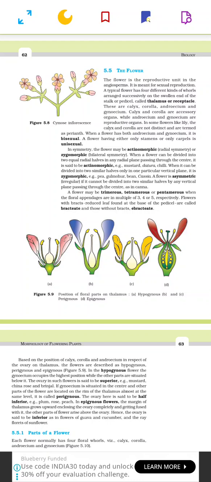In figure 5.9, position of the floral parts on thalamus are shown. A shows the hypogynous, B and C show the perigynous, and D shows the epigynous condition. Hypogynous conditions are those in which ovary is superior and all the floral appendages are present below the ovary. In epigynous condition, ovary is at the lower level and all the floral appendages, for example calyx, corolla, and androecium, are above the ovary. And in the B or C figure, it shows the perigynous condition in which ovary and all other floral parts are at the same level.